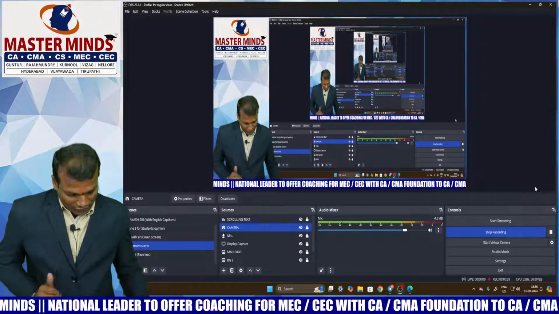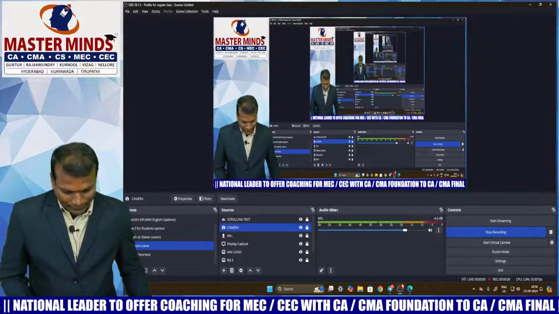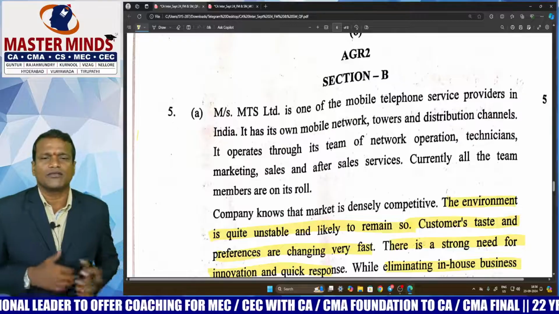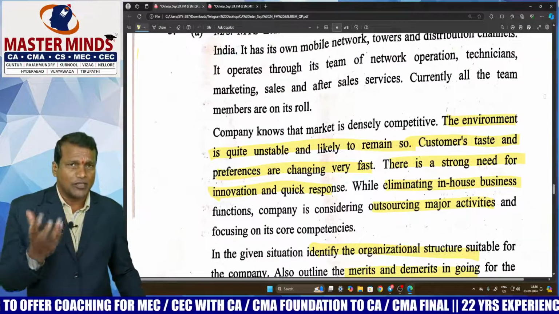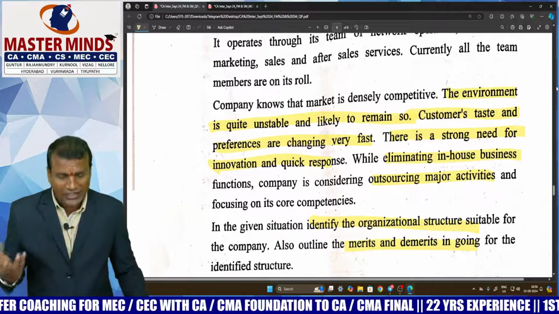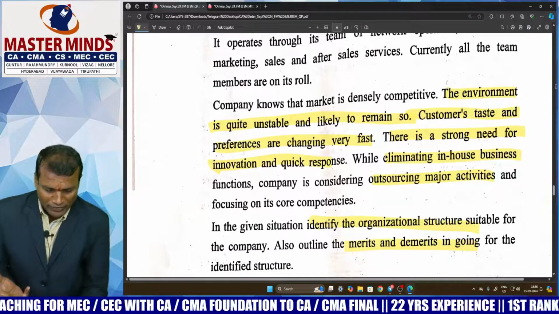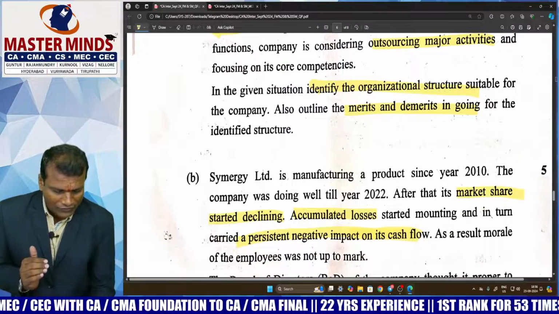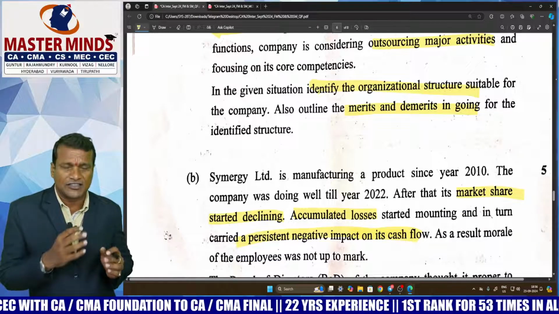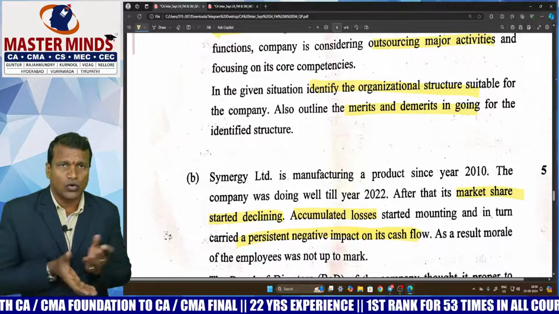Now let's get into the descriptive part. Right, look at the first question now. There is a compulsory question which carries 15 marks. It is based on a case study. Look at the highlighted keywords in that case study. Environment is quite unstable. First you have to watch the question tag now. Identify the organized structure, and he is asking what is the organized structure involved and what are the merits and demerits.